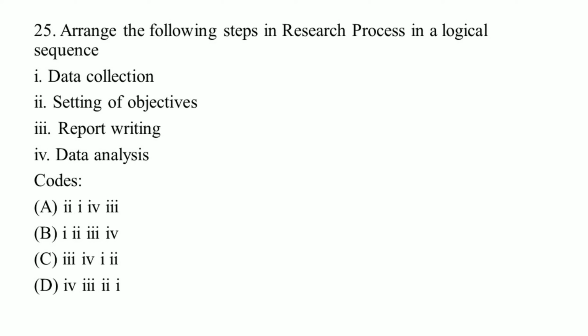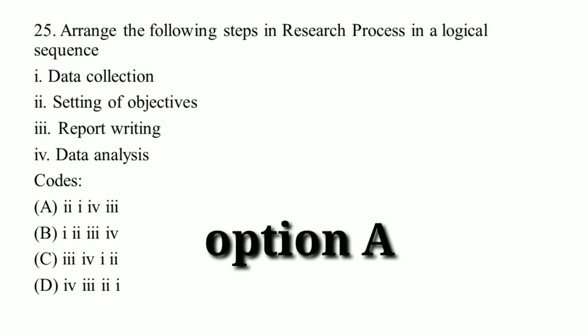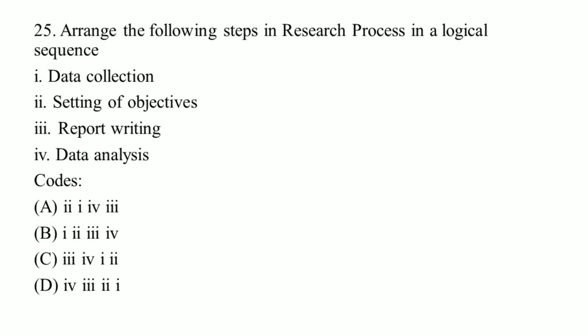Next question, arrange the following steps in the research process in a logical sequence. Here the options are: first one data collection, second one setting of objective, third one report writing, and data analysis. So we have to arrange this in a proper sequence. The first step is setting of objective, then data collection, then data analysis and report writing. So from the code, the right option is option A.